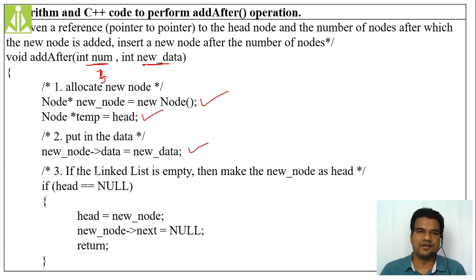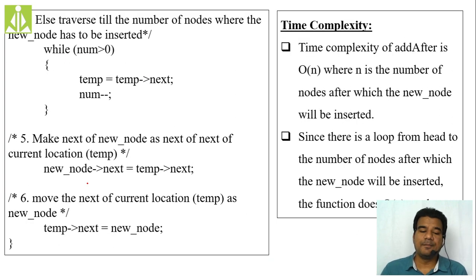Don't go any further, because we don't have any nodes in our singly linked list, and the node which you have just created is your first node. So what we have to do, head equals new node. Inside head, store the new node's address. That's it. And make the new node of next equals null, because it is the only node we have right now, isn't it?